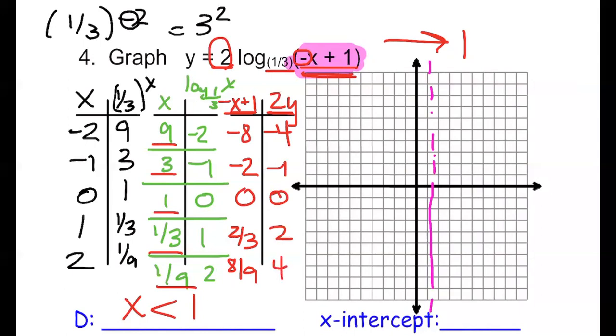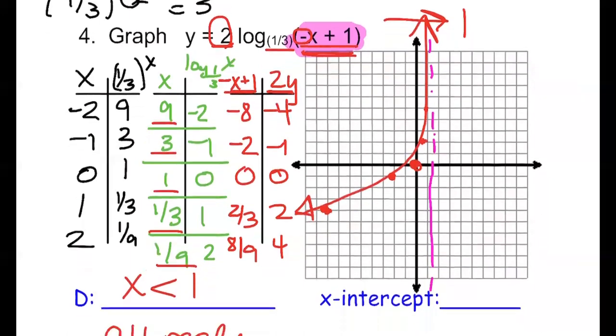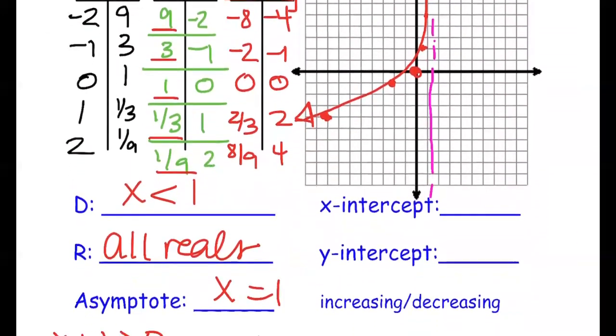Okay, so let's plot those points. -8, -4. -2, -1. 0, 0. 2/3, comma 2. And then 8/9, comma 4 is somewhere right there. So this graph looks like this. Okay. X and Y intercepts were found. They're already plotted. Both of them are the same exact answer. They're both 0, 0. Okay. And we're not going to worry about increasing, decreasing, because I got confused.